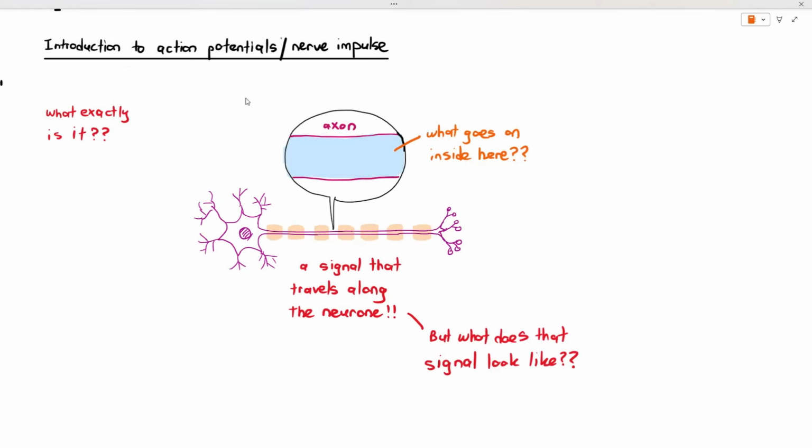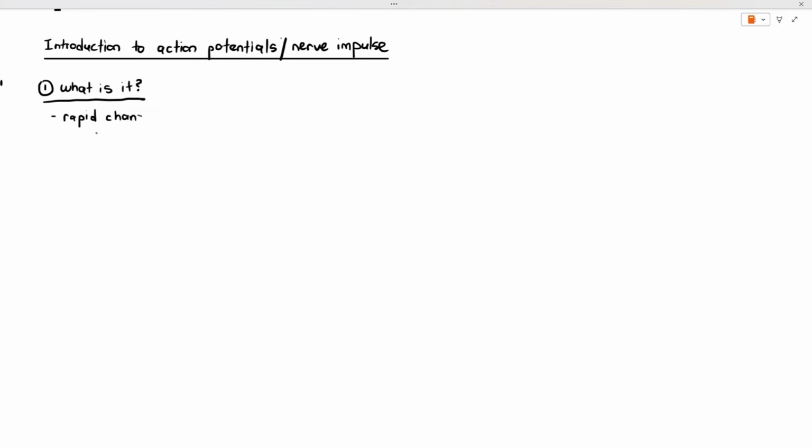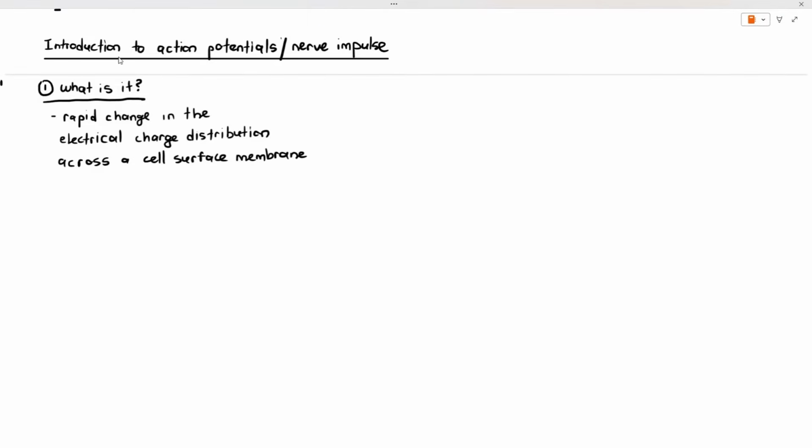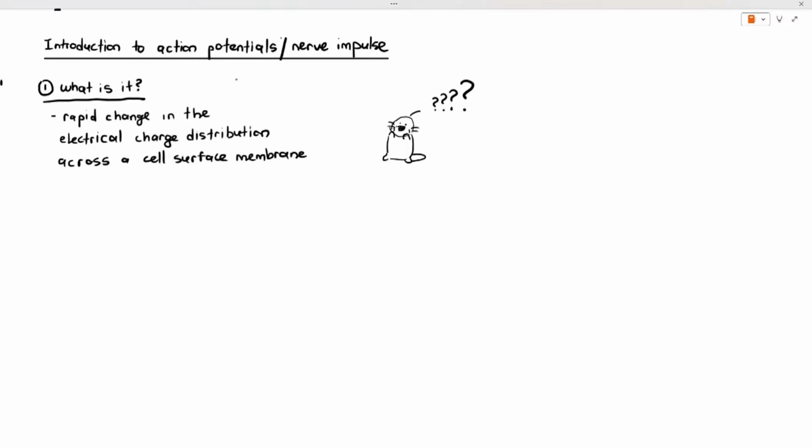Before I explain it in detail, I'm going to give you the textbook definition for action potential. The textbook definition is as follows. Action potentials, or nerve impulses, or electrical impulses, by the way, are defined as a rapid change in the electrical charge distribution across a cell surface membrane. Now, if you read that statement and you go, huh? What? Can you slow down? What the hell does that mean? You are not alone, okay?